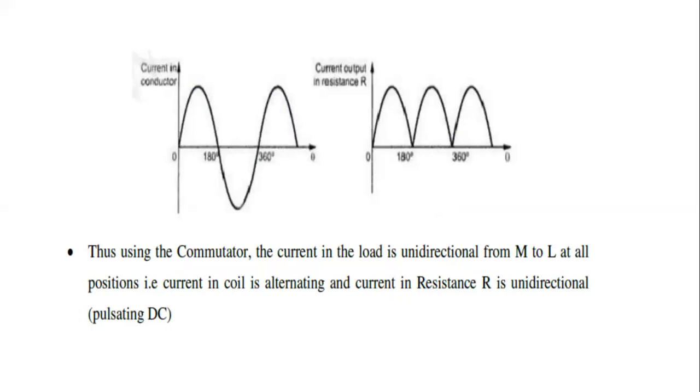By using the commutator we convert alternating current or voltage to DC current. The output will be obtained in the positive cycle. Instead of slip rings we are using split rings. In that case both the split rings and the conductor are rotated. Therefore the output will be changed like this.